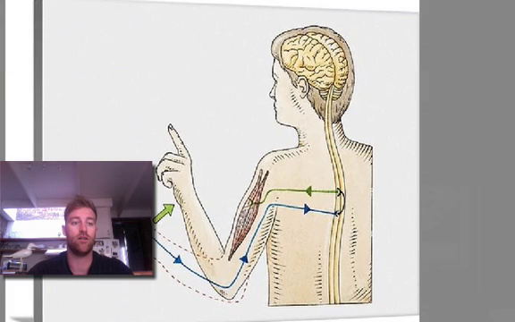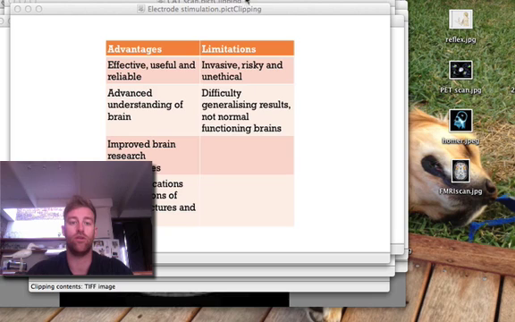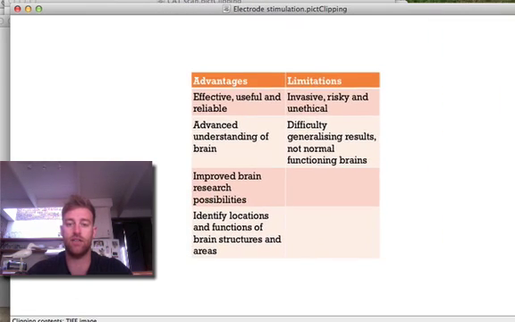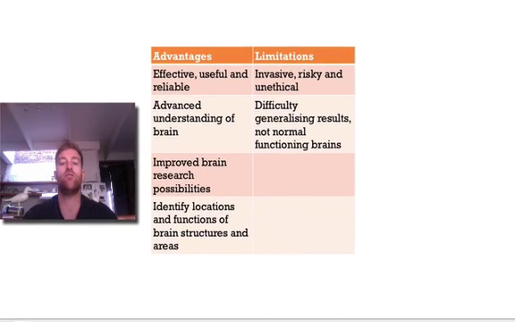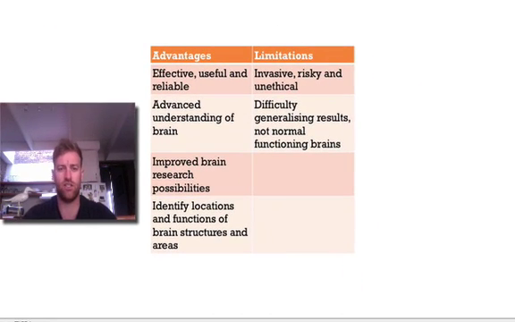Now, electrode stimulation. Here's a little graph of the advantages and limitations. I'm going to do this for each of the methods. You can see the advantage here is that it's effective. It worked. It was useful and reliable. You can't cheat that. If someone zaps your brain, you can't fake it.